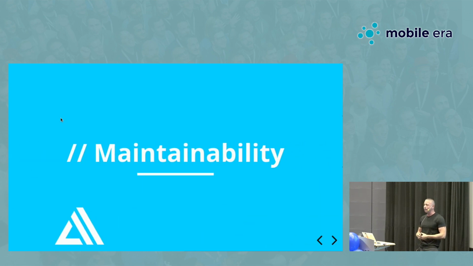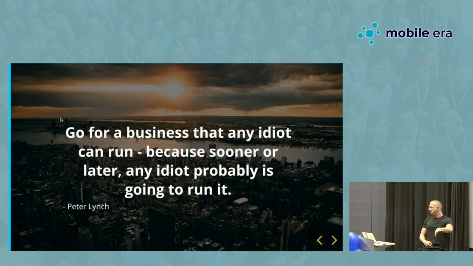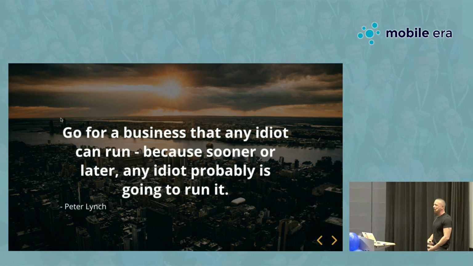And then maintainability. Whenever you, again, have this application and it becomes successful, you may or may not be doing the work on this application. You may be passing it off to another engineer, or maybe you're even higher up in the company and they have an engineer that's then managing it, passing it to another engineer. And there's a good quote from Peter Lynch: go for a business that any idiot can run, because sooner or later, any idiot probably is going to be running it.